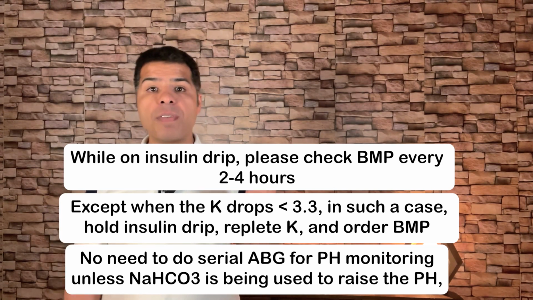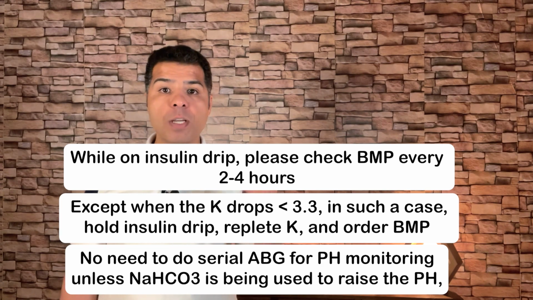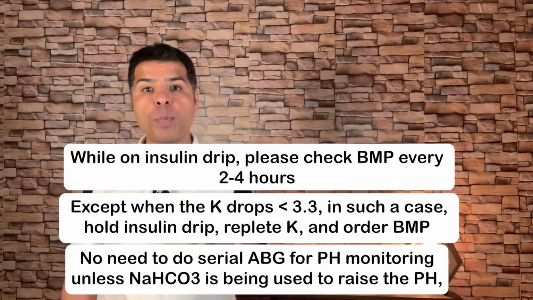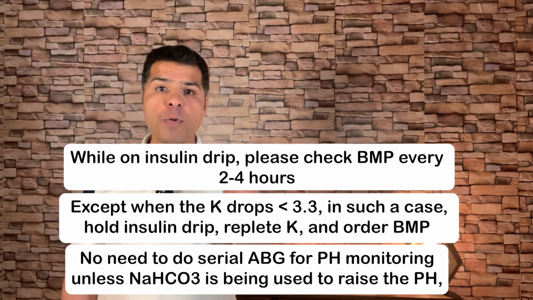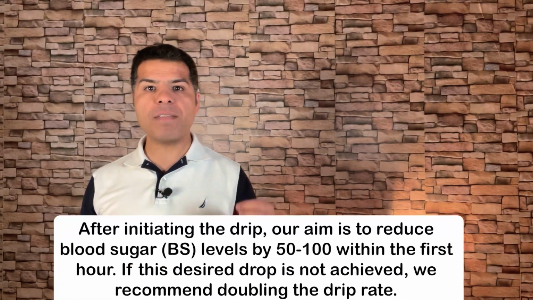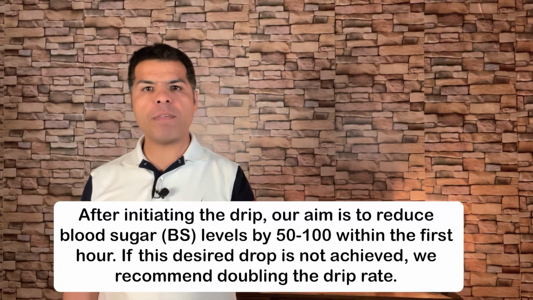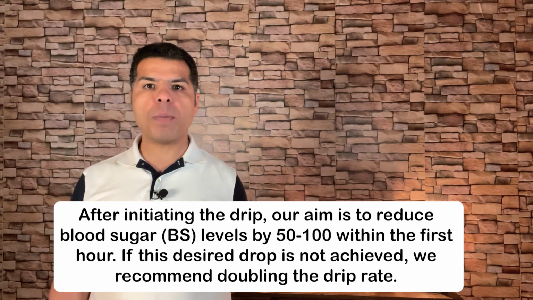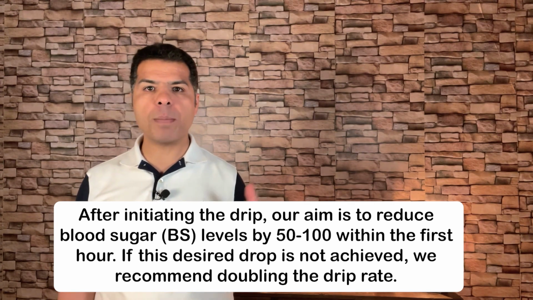VBG or venous blood gas can be a good alternative as it's easier to obtain than arterial blood gas and provides a good estimate of the arterial pH. In the description field as well, you will find a link to my VBG versus ABG video. After initiating the drip, our aim is to reduce blood sugar levels by 50 to 100 within the first hour. If this desired drop is not achieved, we recommend doubling the drip rate.